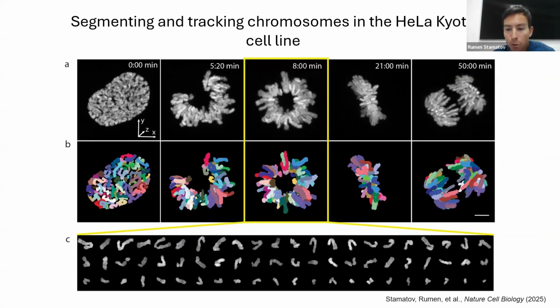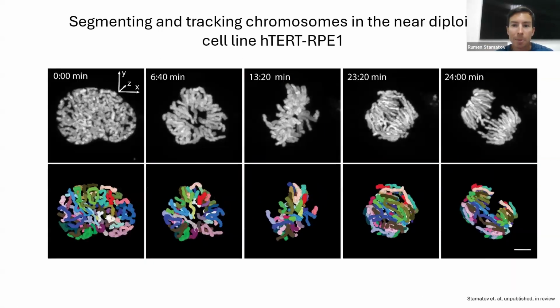So we were also interested in seeing which chromosome is which, right? Which is number 1, number 2, to do a real karyotype, which is not possible in a HeLa cell. So we also tried the RPE cell line, which is a diploid cell. So it has exactly 46 chromosomes. Almost all of them are normal.